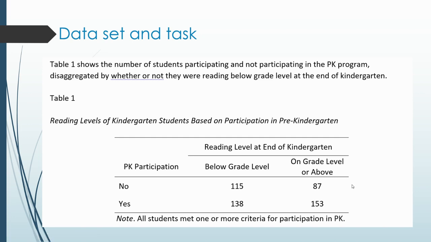So that's the background on that. Again, this is APA formatted. Across the top here, you can see we have the reading level at the end of kindergarten. Either students were reading below grade level or they were reading on grade level or above. And then over here on the left-hand side, we've got their pre-K participation, either no, they didn't participate in pre-K, or yes, they did.